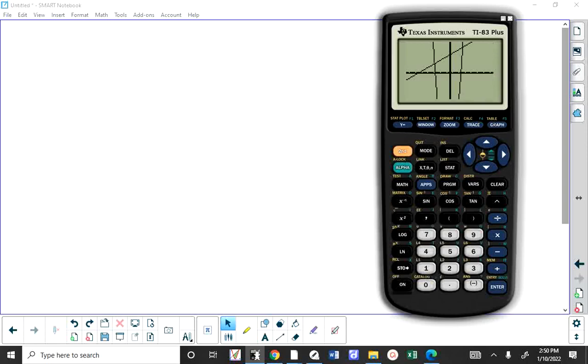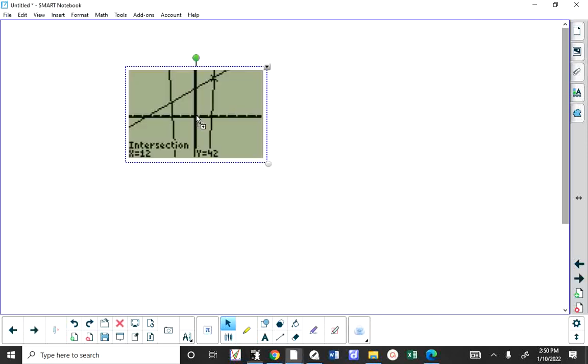And the word I would use to describe finding the solutions graphically like this is clunky. It's not a very efficient, streamlined process. So let's see, intersect. Let's go to the right first. 12, 42. So what does this mean? It means the two numbers could be 12 and 42.